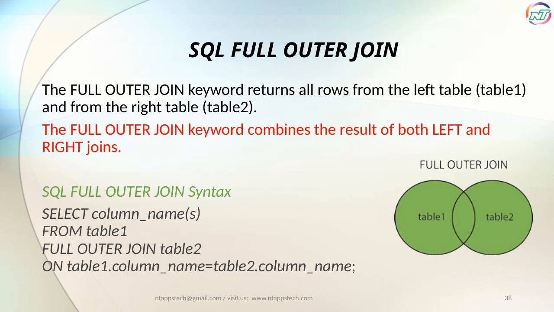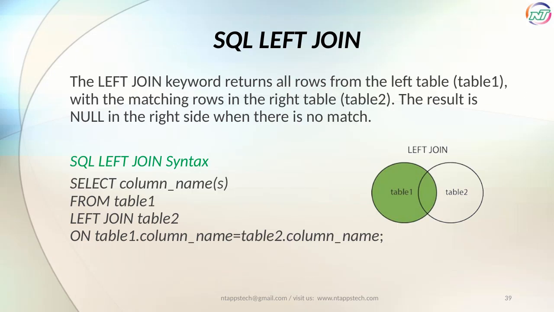the columns are matched. The Venn diagram here illustrates this by showing both circles fully included, representing all rows from both tables, with the overlap indicating matched records. This join is useful when you want a complete view of records from both tables, regardless of whether matches exist.